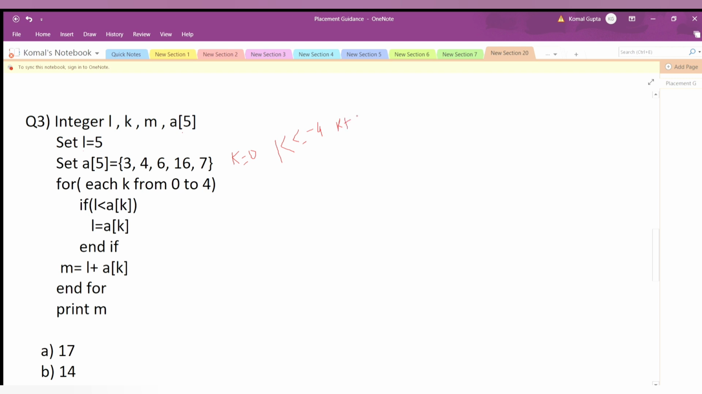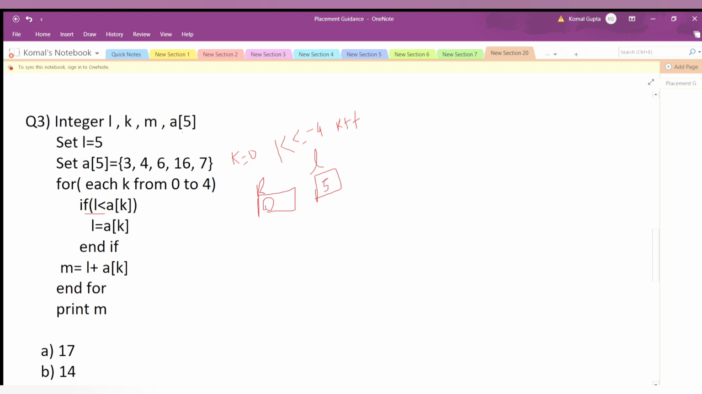This is like a for loop only. So for each K from 0 to 4, the value of K at the starting is 0. 0 is less than 4, yes, so we will come inside this for loop. So we will check this condition: if L. So what is the value of L? The value of L is 5. So is 5 less than A of K?